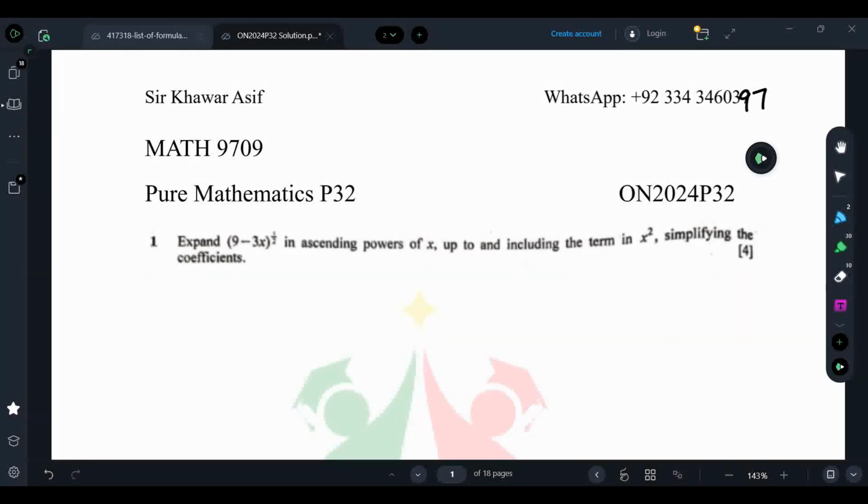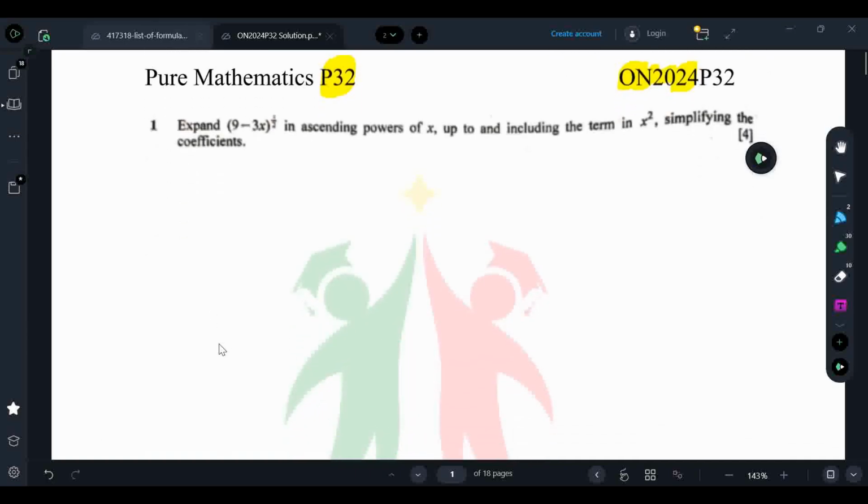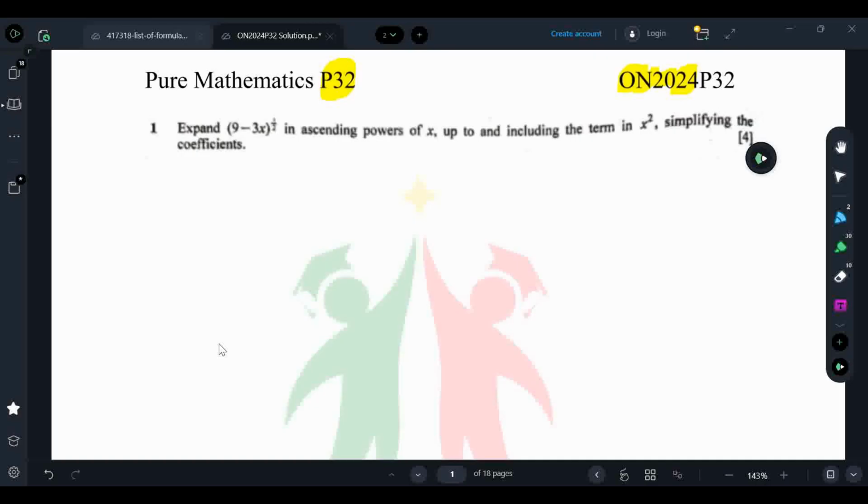Today we are going to discuss paper 32 of October-November 2024. Let's move to question number 1. Expand this in ascending powers of x up to and including the term x squared.